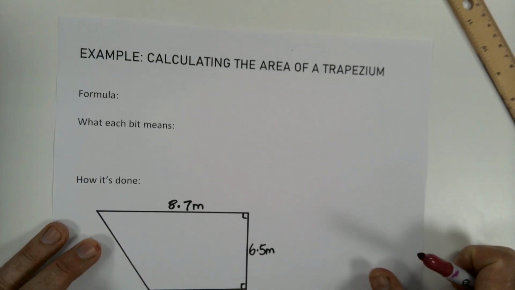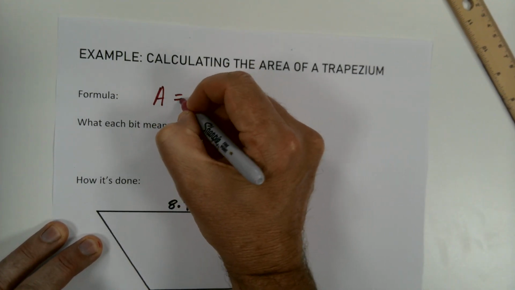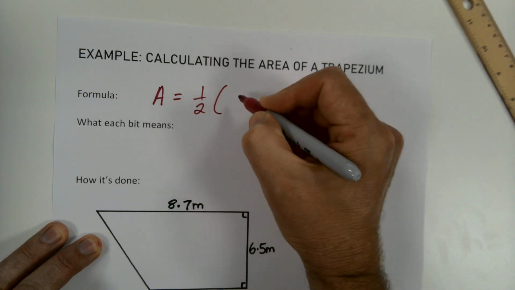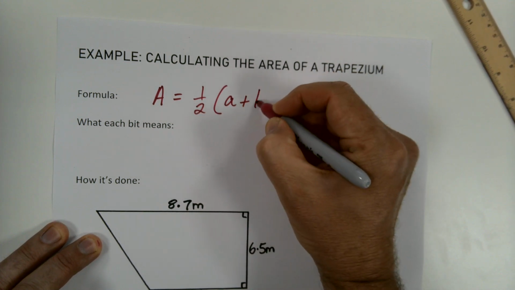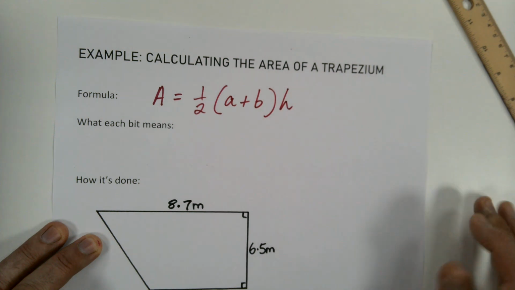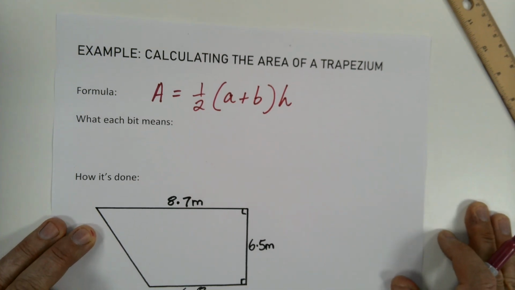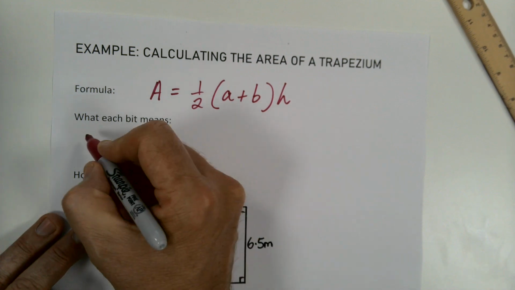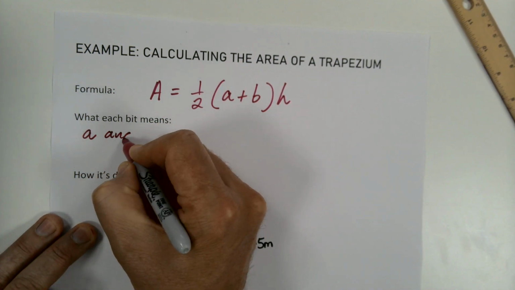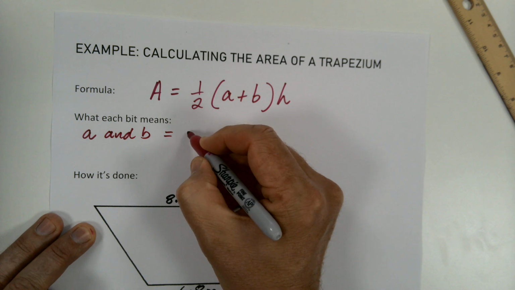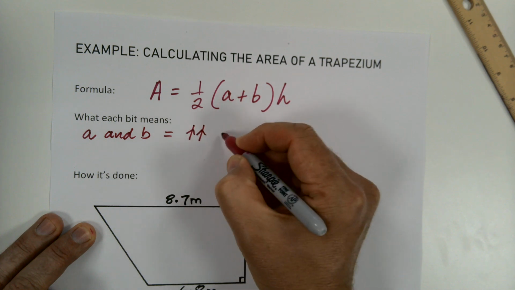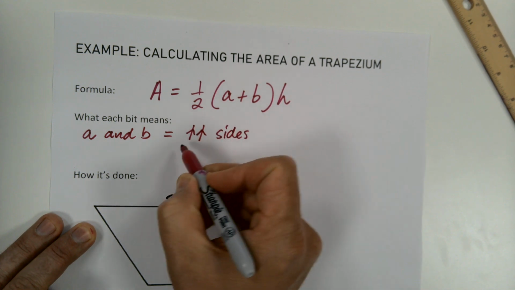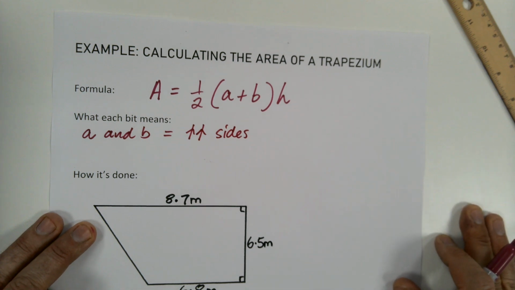Alright, so the formula. Area is a half, outside the brackets, A plus B, times H. Okay, so what the heck does that mean? Alright, so first of all, A and B you lump together. A and B are the parallel sides. Okay, that's the symbol for parallel because it's a stupid word to write.